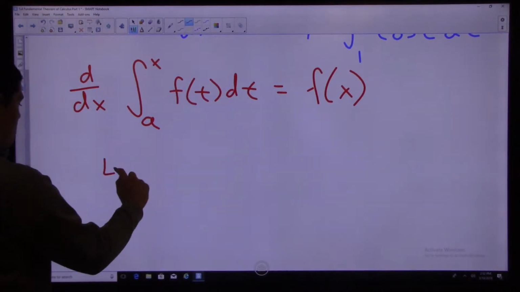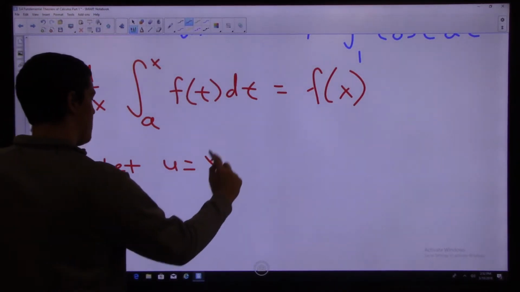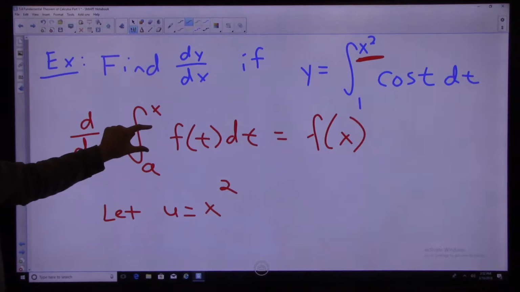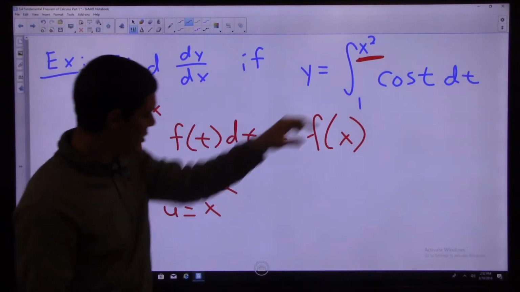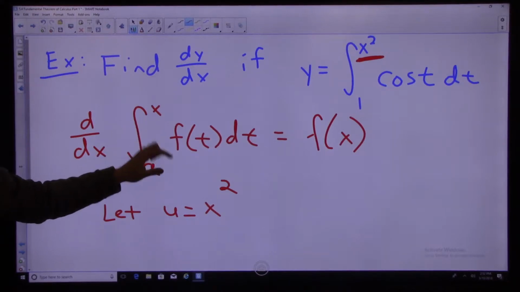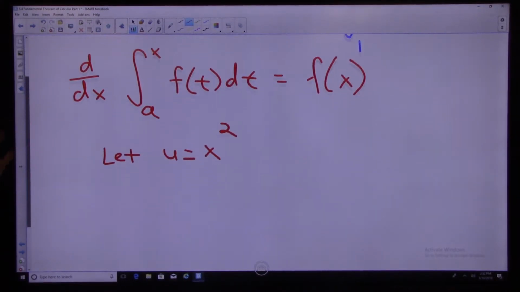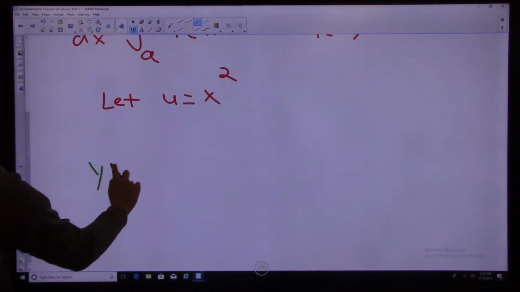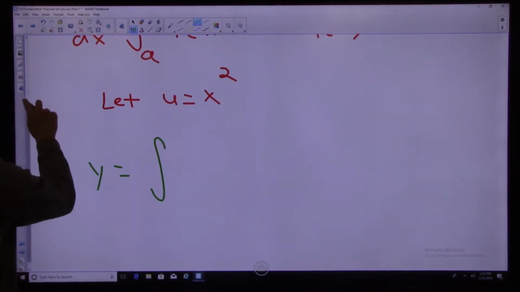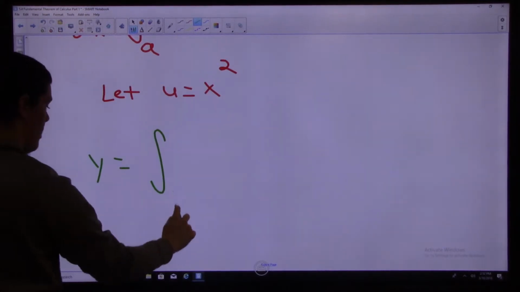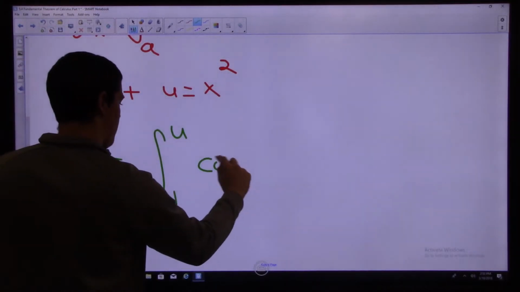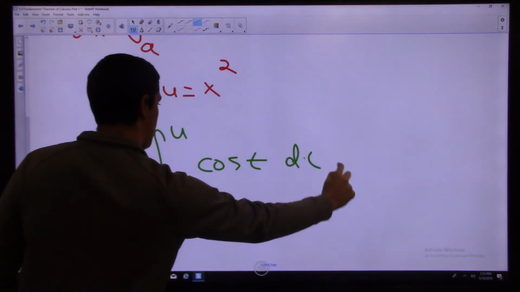So let me show you that way real quick. So we're going to let u equal x squared. The reason for this is because I want to make this look more like this so I can apply the theorem. Okay, so let's go ahead and get started here. If we let u equal x squared, then what do we have in our function? Well, we're going to have y equals the integral, still going to be from 1, and instead of to x squared, we just let u equal x squared. So it's going to be 1 to u of cosine of t dt.